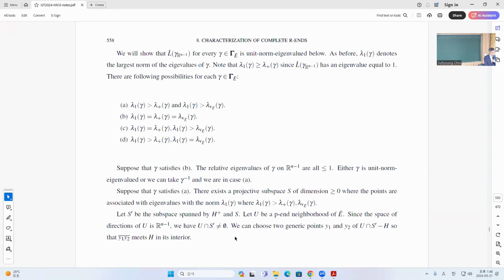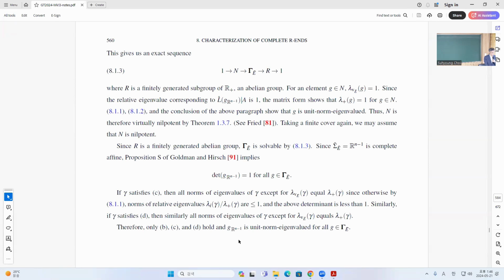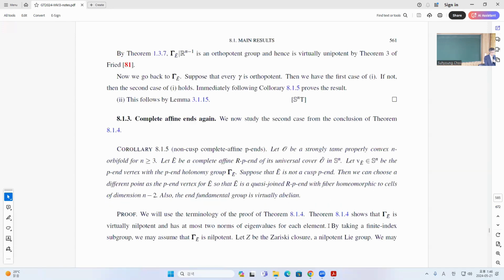Okay. So B was this case, and it is unit norm eigenvalued. So the restriction to this affine case is always unit eigenvalue. So then it is also nilpotent and virtually unipotent. So that's how we do this.